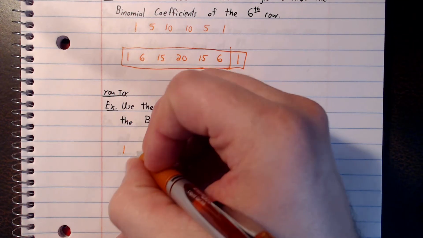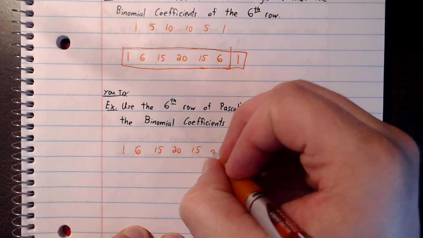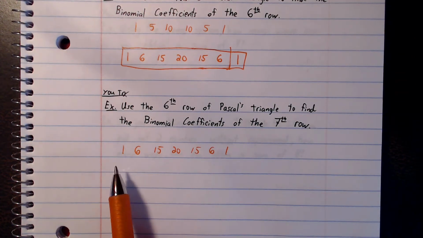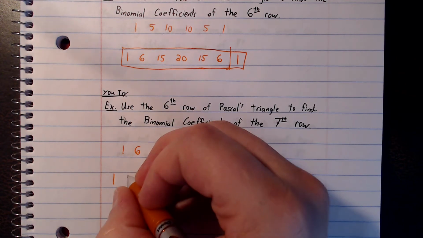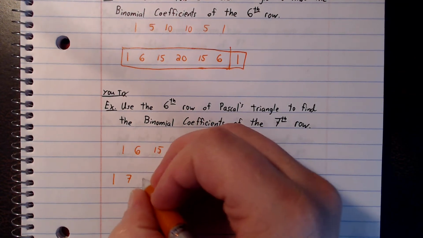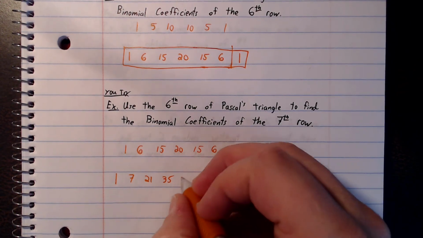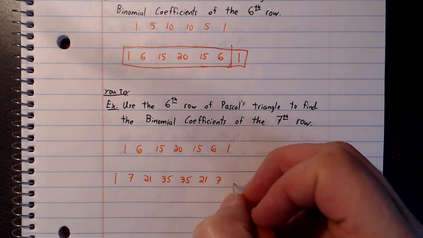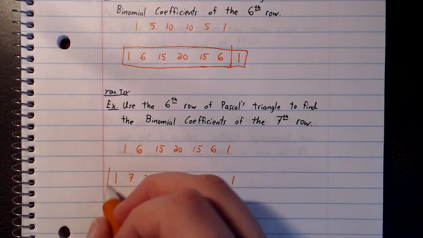All right, so here's what we had for the 6th. 1, 6, 15, 20, 15, 6, 1. We know that we're going to have the 1, and then we got to add each of these. So 7, 21, 35, 35, 21, 7, and 1. That is your 7th row.